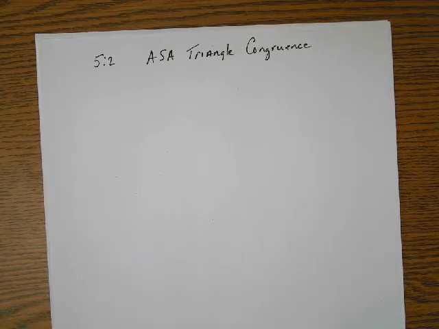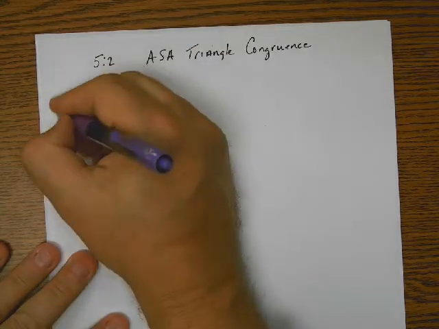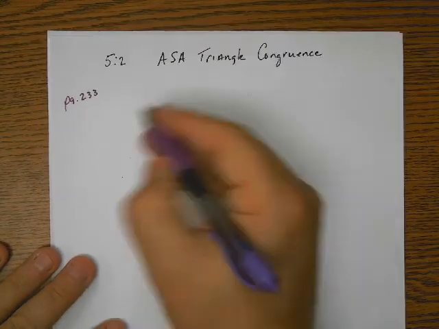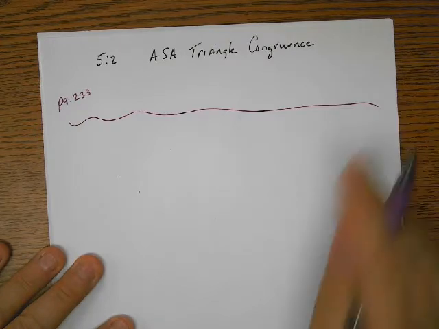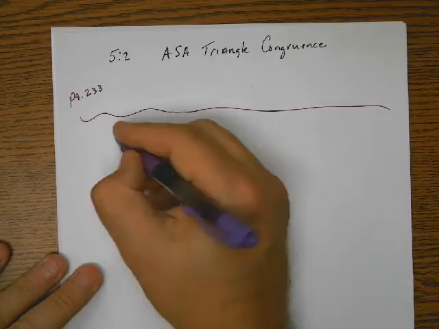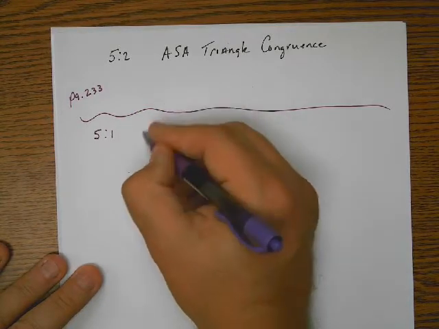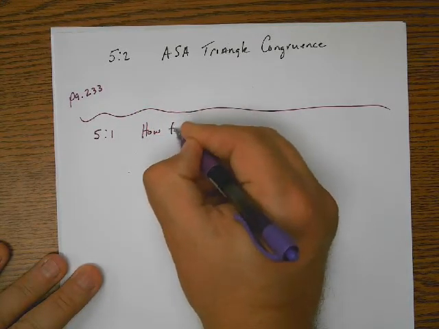All right, 5-2, ASA Triangle Congruence. That's what we're going to talk about. Well, before we get into the nuts and bolts of this section, I want you in your book to have page 233 open. We're going to come back to that. Okay, so before we do that, from Friday we talked about in 5-1 how to prove triangles congruent.